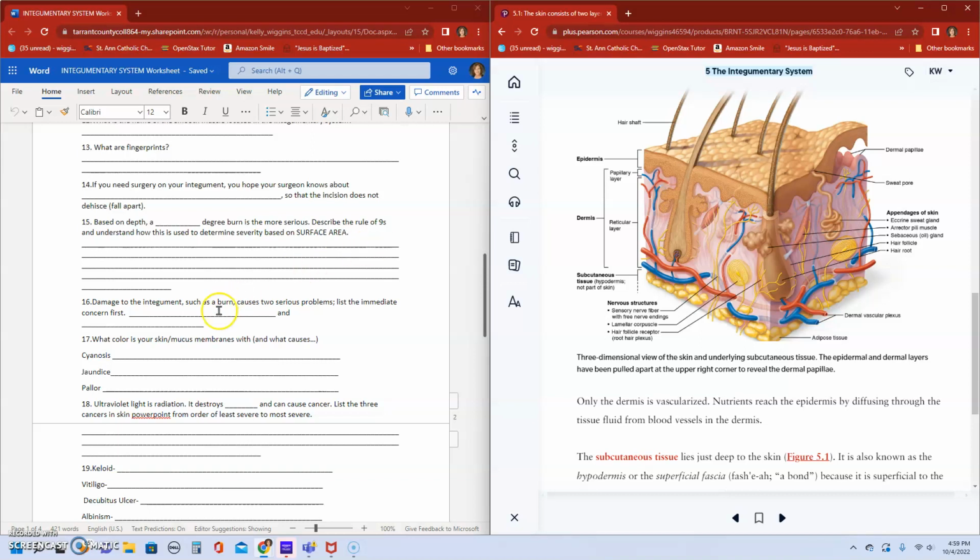Damage to the integument, such as a burn, causes 2 serious problems. List the immediate concern first, dehydration, and then the second one is infection.